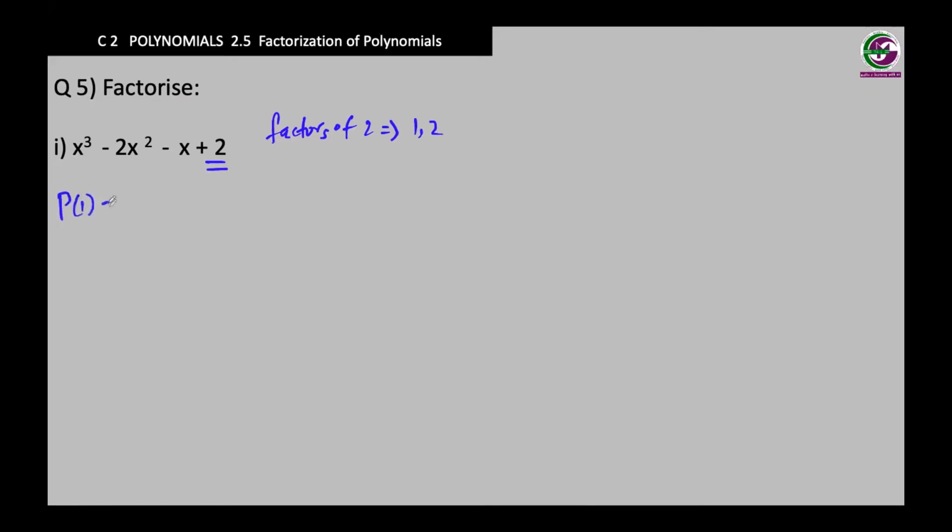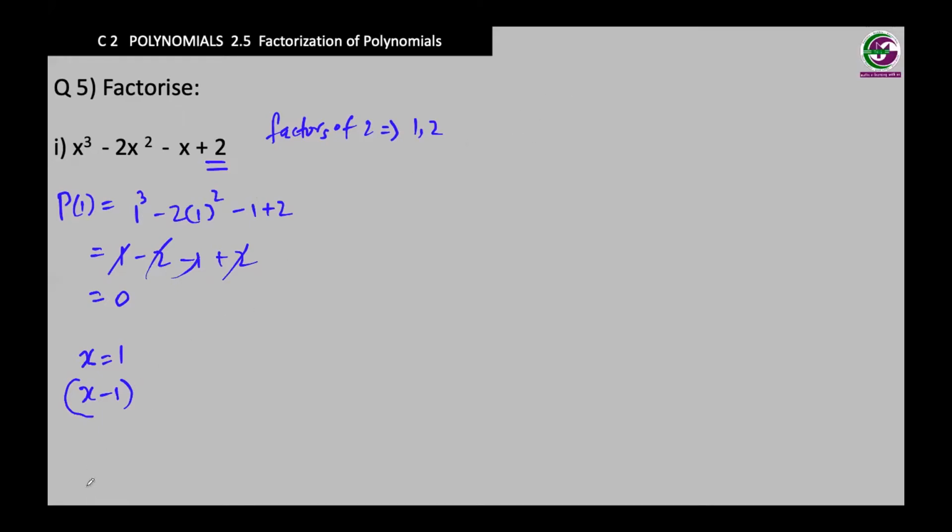P of 1. We are checking whether we get the remainder 0. If you get the remainder 0, we say that x minus 1 is a factor. So let us substitute 1 cubed minus 2 times 1 squared minus 1 plus 2, which is equal to 1 minus 2 minus 1 plus 2. Yes, this is 0. So we get the answer. P of 1 is 0, or x equal to 1 is a factor. So we can say x minus 1 can divide it. X minus 1 is a factor.